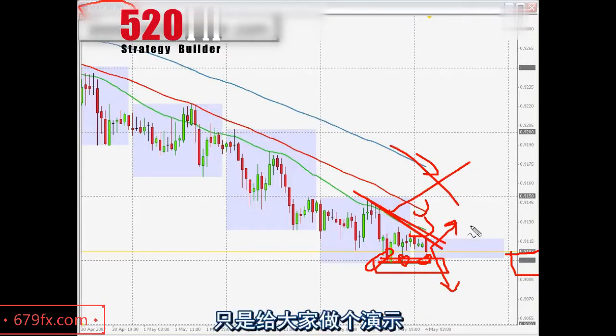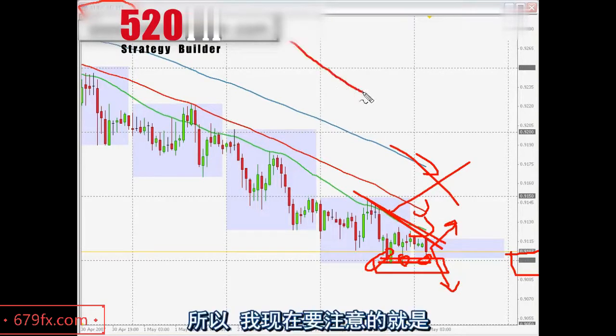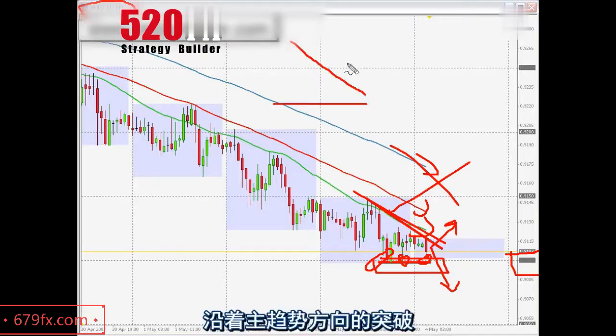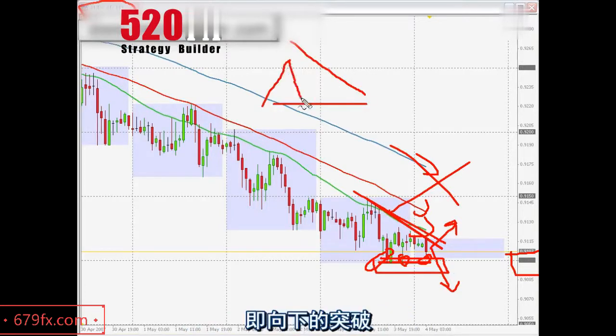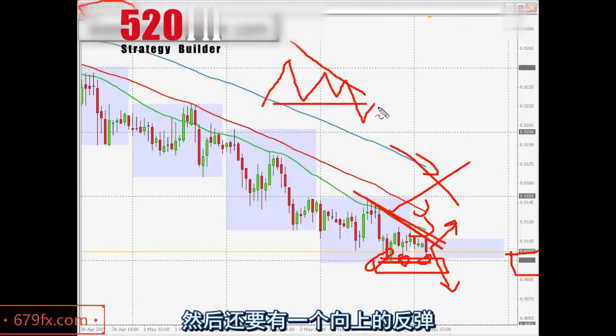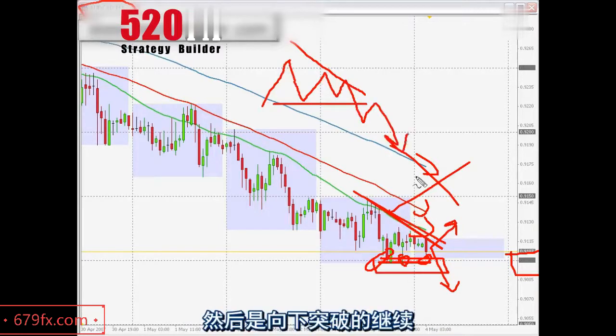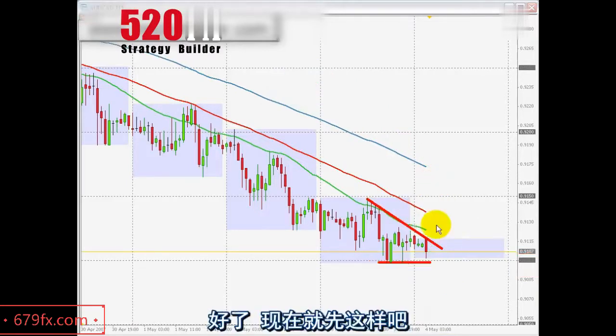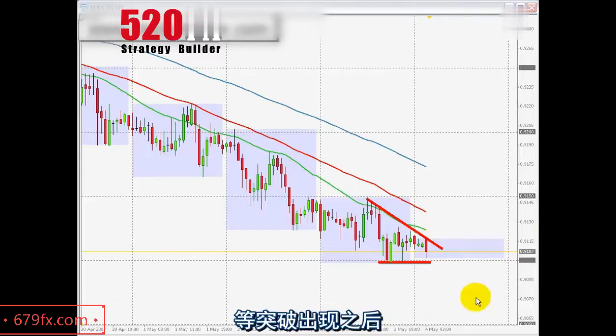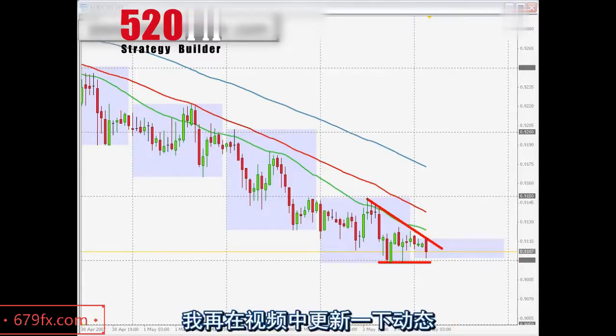But like I say, it's a demo trade. So basically, like in any other type of breakout in the direction of the trend, I am looking for a breakout to the downside, then a retrace in the shorter time frame, and a continuation of the move. Well, let's see how it goes. If we get the breakout, I will update the video and let you guys know.